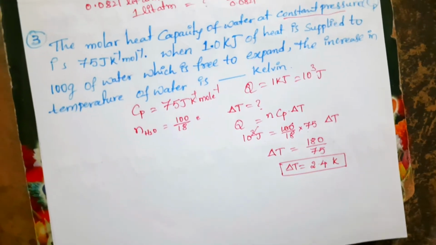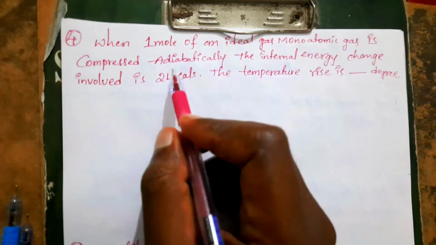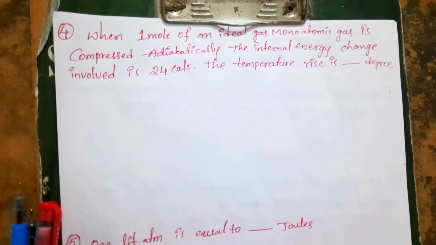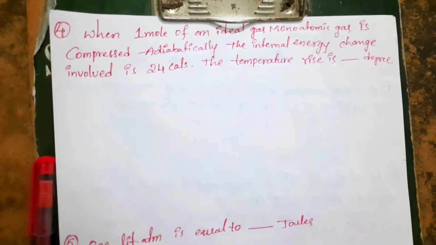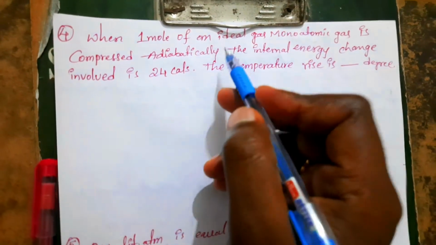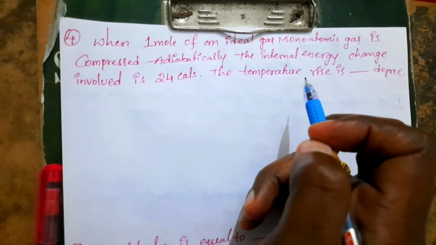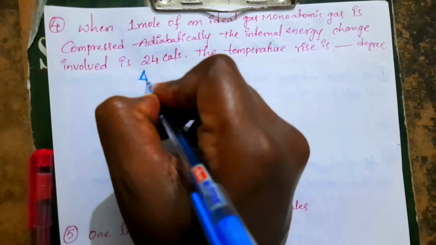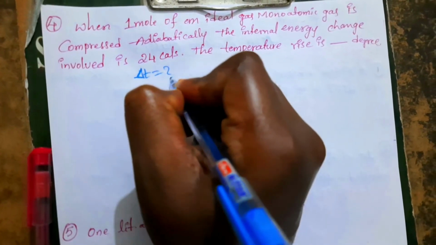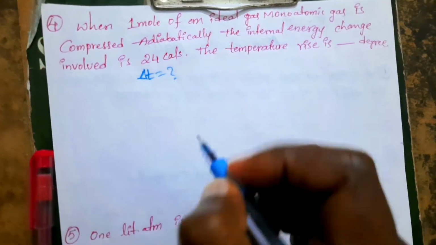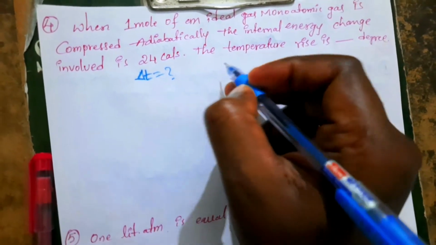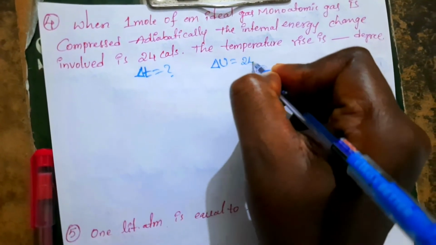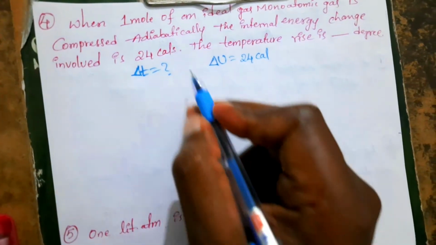Is that clear? Now, when 1 mole of an ideal gas, a monoatomic gas, is compressed adiabatically, the internal energy change involved is 24 calories. The temperature rise in degrees Celsius is what they are asking, that is delta T. They have given the change in internal energy, delta U, which is 24 calories.